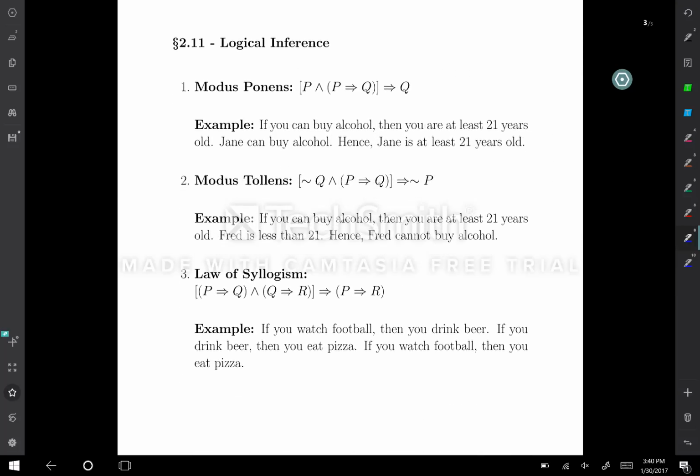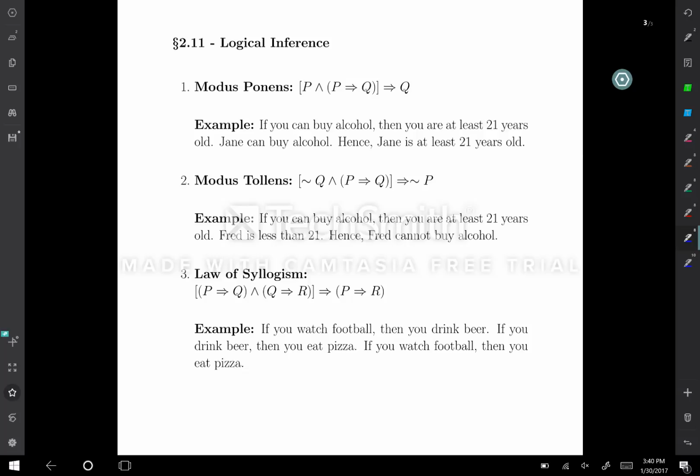Lastly, in 2.11, there are three logical inferences that arise a lot in mathematics, and we will use often when proving statements. The first of which is modus ponens, where we have P and P implies Q. That together implies and guarantees that Q is in fact true. For example, if you can buy alcohol, then you are at least 21 years old. Jane can buy alcohol. That allows us to conclude that Jane is at least 21 years old.